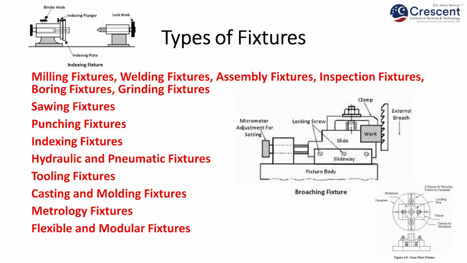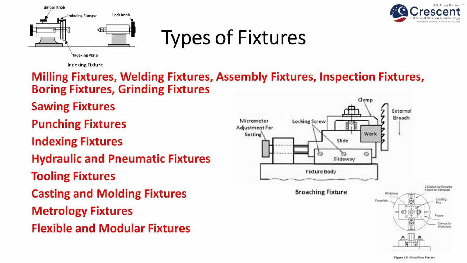What about the welding fixture? Welding fixtures hold and position the components to be welded together, ensuring proper alignment and welding quality. They are critical in industries, especially the automotive, shipbuilding and construction industries. And again, we have the assembly fixtures. As the name suggests, assembly fixtures are used in the assembly process to secure and align components accurately, and they ensure that the products are assembled with the correct orientation and perfect fit.